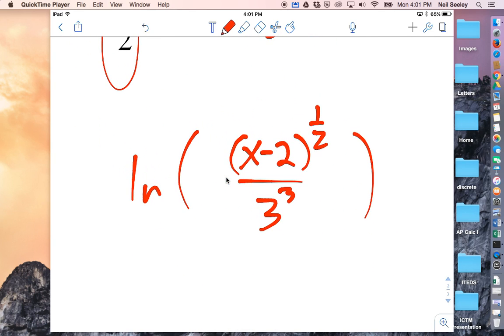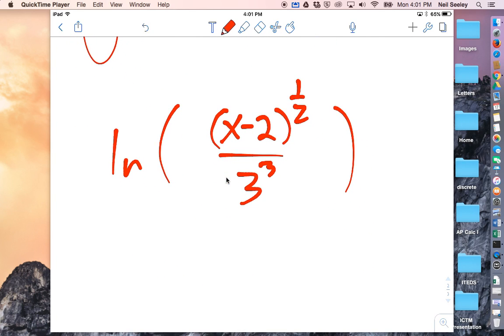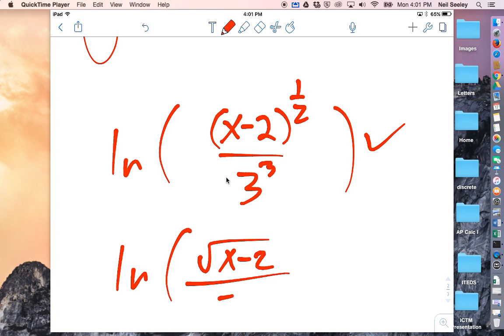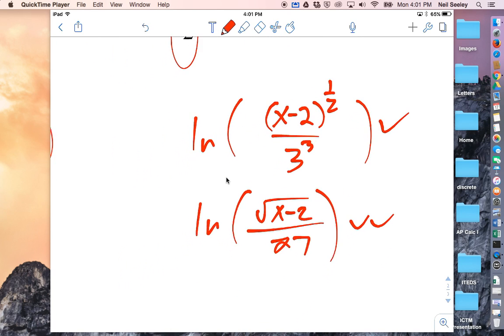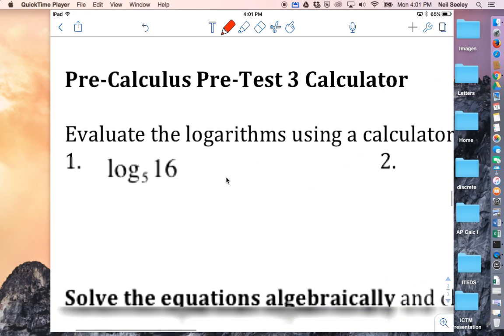You could leave it like this, and this is perfectly okay, by the way. But just for fun, you could do the square root of x minus 2 over 27. And that'd be extra, extra cool, but not necessary. All right, on we go.